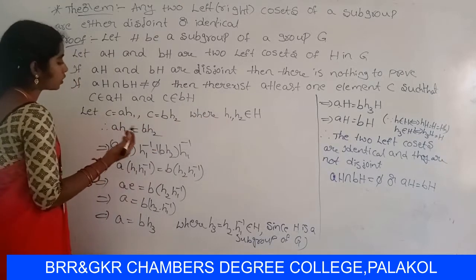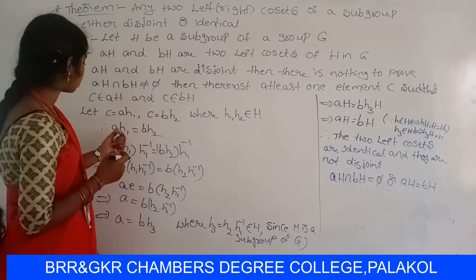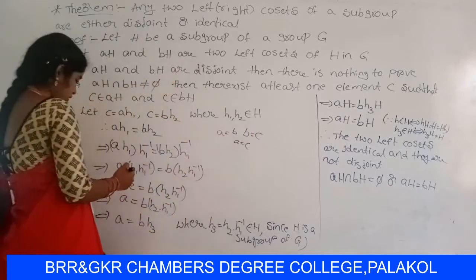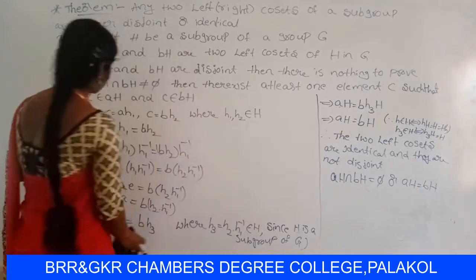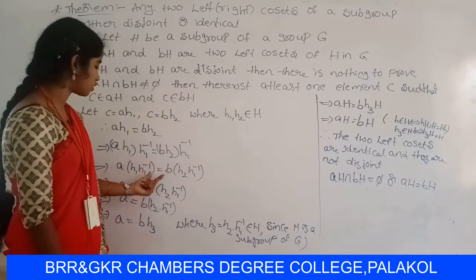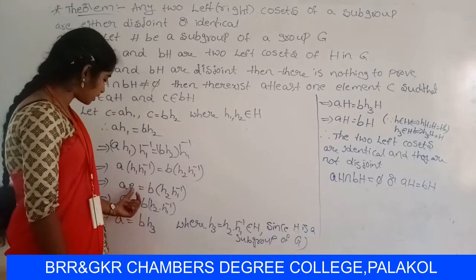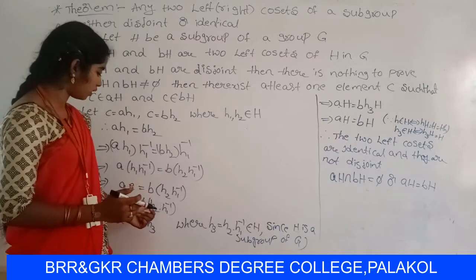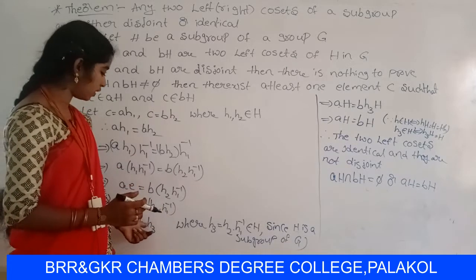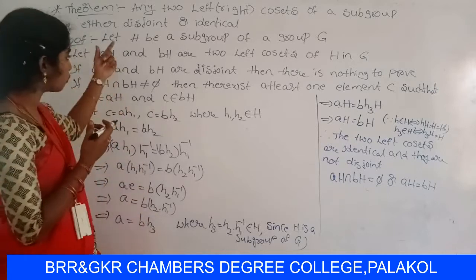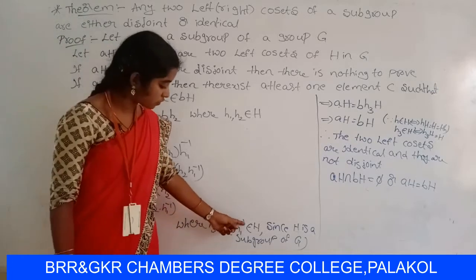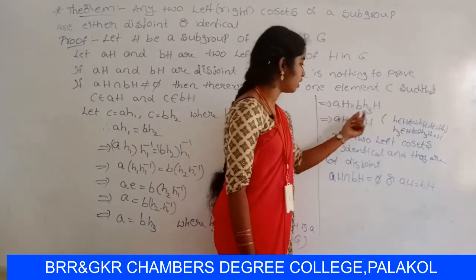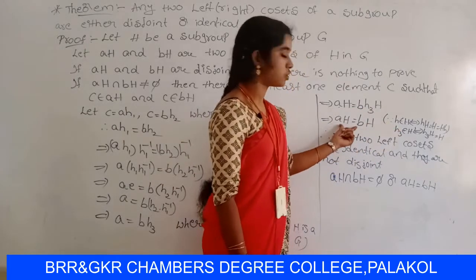So already you know that if A equals B and B equals C, then A equals C. So AH1 equals BH2. Multiply on both sides by H1 inverse. Finally A times E, where E is the identity element, equals A. So A equals B times H2 times H1 inverse, so A equals BH3. Already you know that H is a subgroup of G, so H3 equal to H2 times H1 inverse belongs to H. Multiply on both sides by H. So AH equals BH3 H. Already you know by the previous theorem, AH equals BH.